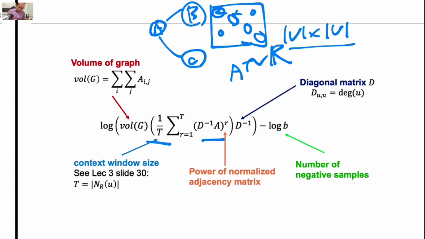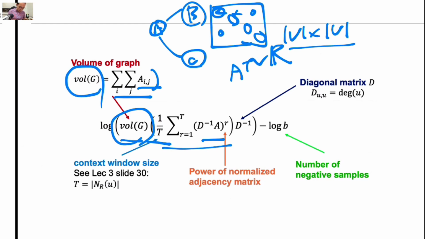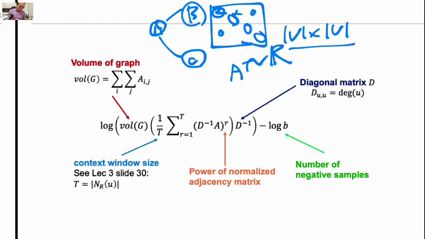And the volume is just a simple summation of all of the values in the adjacency matrix, right? Except the zero values, we just count all the non-zero values from A. That is going to be the volume, right? And b is just the number of samples, the number of negative samples. It basically assumes that we use negative sampling, right? So I believe now you are able to see how to compute this.